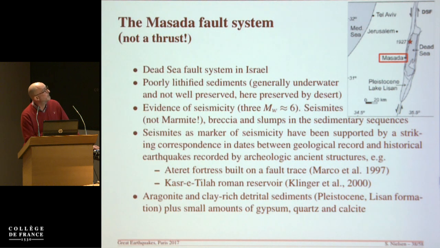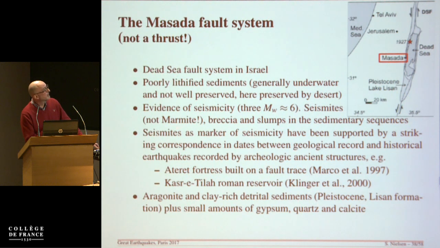Now, let me take you rapidly to the field. This is not a thrust earthquake. It's very different from what happened in megaquakes. So these are probably magnitude 6 events that I'm going to show you. But I'm arguing that this is a sort of analog natural experiment for what happens at the bigger scale in larger faults. So these are faults in poorly lithified sediments that show very, very clear evidence of seismicity through these seismites, which is not the Hebrew version of Marmite. It tastes very differently, believe me.